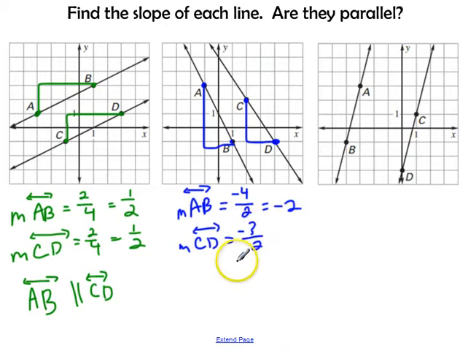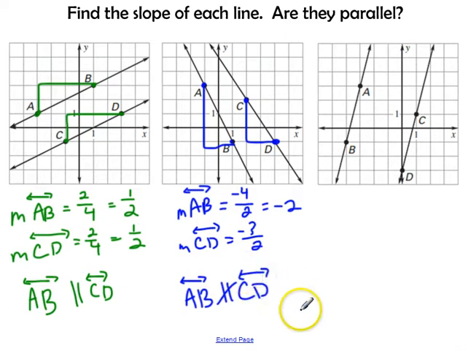And that can't be simplified. So when you compare -3 over 2 to -2, those are not the same. So we would say that line AB is not parallel, so a slash through our parallel symbol, to line CD.